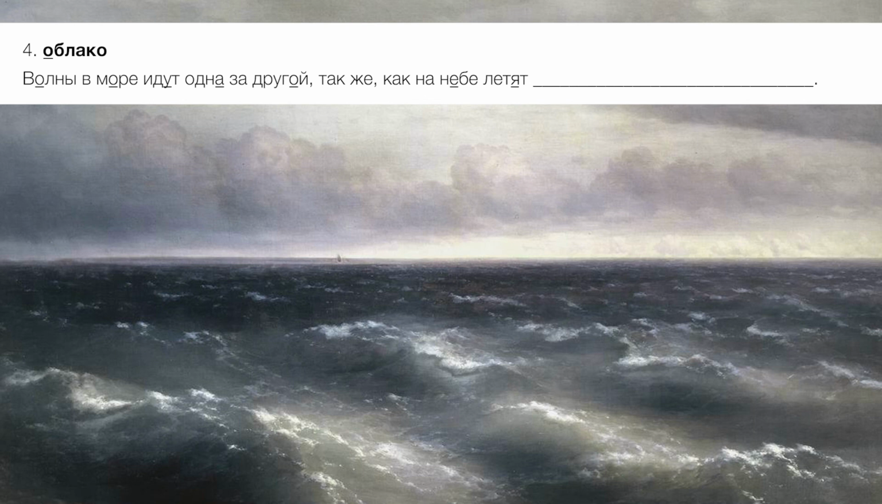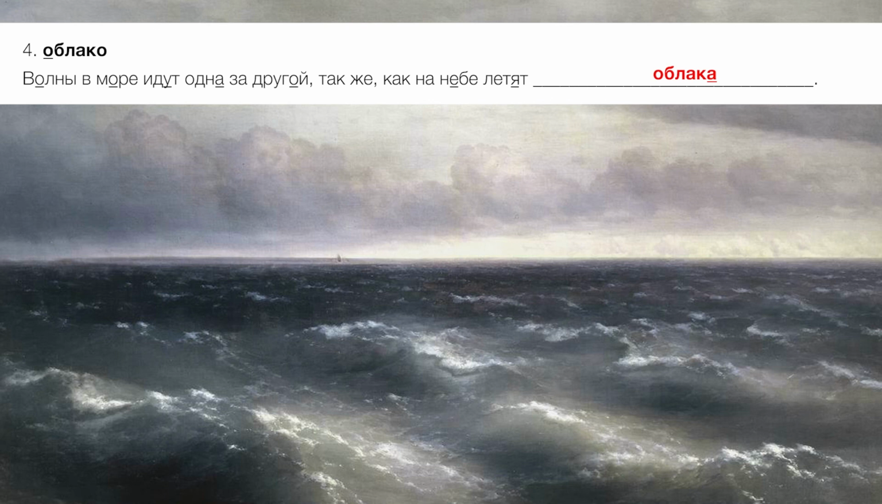4. Облака. There's that word for cloud in the singular. The waves in the sea are going one after the other. And again, we have this determinate motion verb, right? The waves are going by, they're being driven by the wind. They're not being driven in circles, right? You can visualize that hopefully. Волны в море идут одна за другой, так же, как на небе летят. Okay, we need a plural verb. Летят облака, облака. Right, so the waves in the sea are going by one after the other, just like in the sky, the clouds are flying past one after the other.